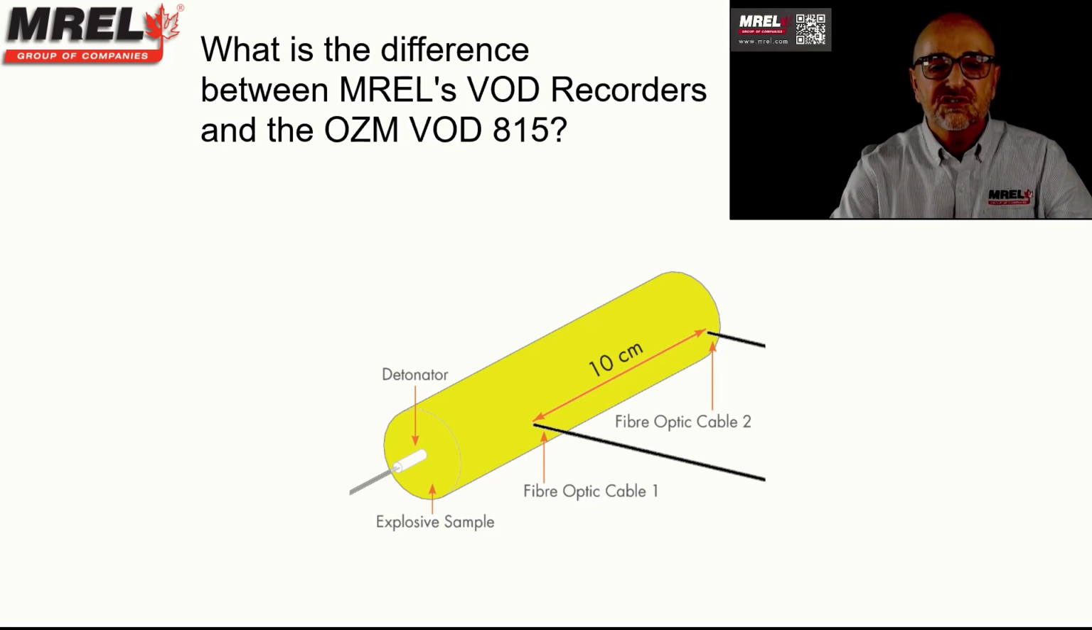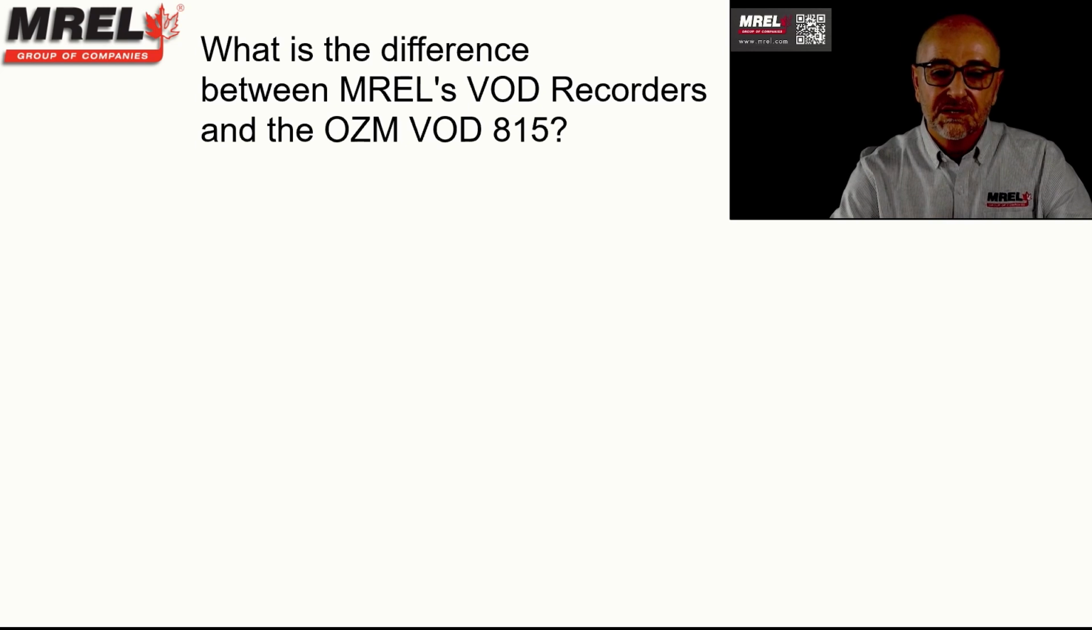Point-to-point systems such as the OZM VOD 815 are generally only used on explosive samples, not in blast holes. They can work very well for determining the average VOD between two or more points in an explosives sample. However, the accuracy of the VOD result is extremely dependent on the perfect distance placement and orientation of the tips of the fiber optic sensors in the explosives by the operator.